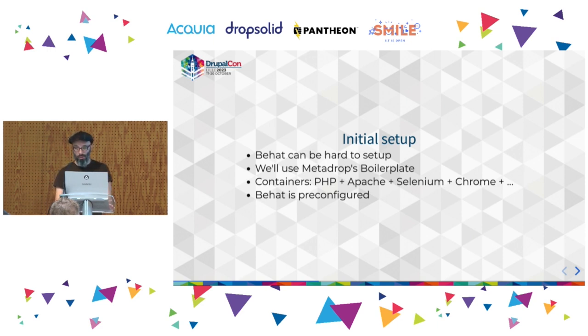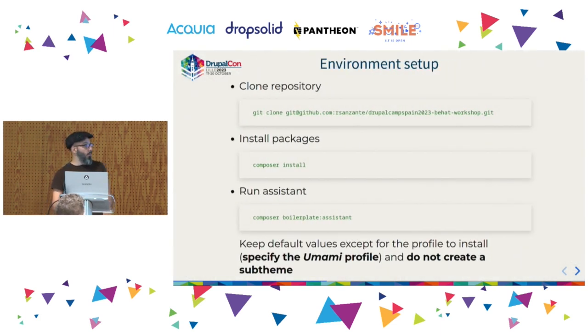Behat sometimes can be a little bit hard to set up. So we are going to use Metadrop's boilerplate, a tool that provides you containers. It's based on Gitpod. It has PHP, Apache, Selenium, anything needed to work with Drupal and also with Behat because it's pre-configured. So this is the same slide as before. You should clone the repository, run Composer install, and when it's done, you should run the assistant. And when it asks questions, you should go with the default, but you have to select to install the Umami profile. And at the end, it asks about creating a subtheme. It's not necessary, okay? So it's okay for everyone?